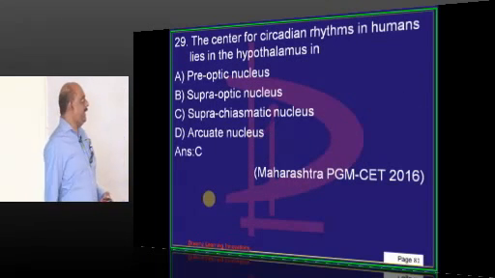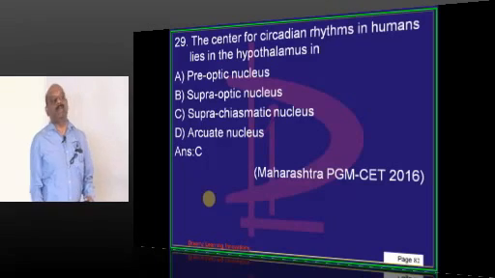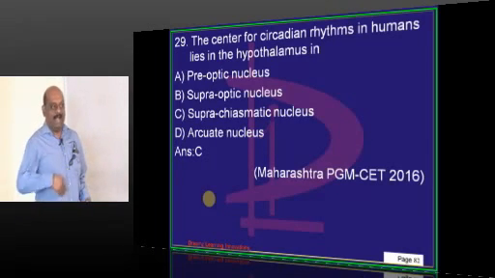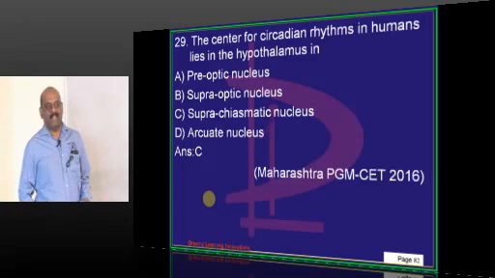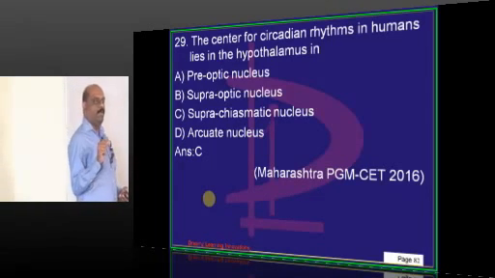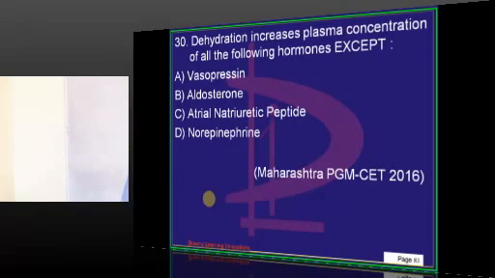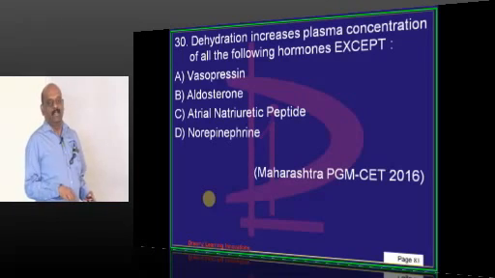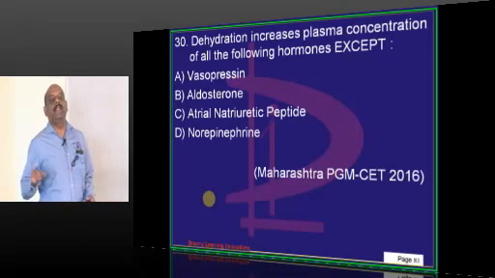The center of circadian rhythms is the suprachiasmatic nucleus. Once more, they will ask in AIPG what the anterior hypothalamic nucleus is doing, what the dorsal hypothalamic nucleus is doing, which is for eating, which is for gaining weight, all those hypothalamic nuclei. Today only, after going home, you should revise them. Dehydration increases the plasma concentration of everything, but not atrial natriuretic peptide.